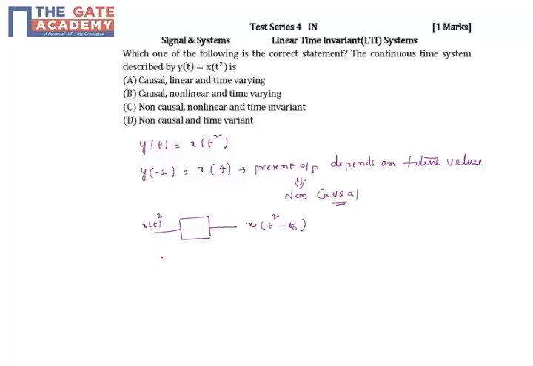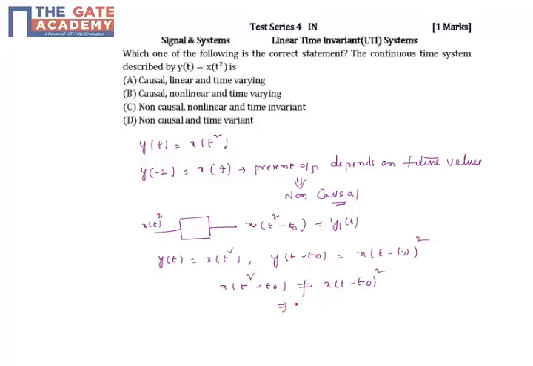But if you see the signal y of t is x of t square. What is y of t minus t naught from the given signal? y of t minus t naught is x of t minus t naught whole square. Let us take this as y1 of t. So if you see here, x of t square minus t naught is not equal to x of t minus t naught whole square. If these are same, then I can say that the given continuous system is a time invariant system. But if you see here, both are not equal.